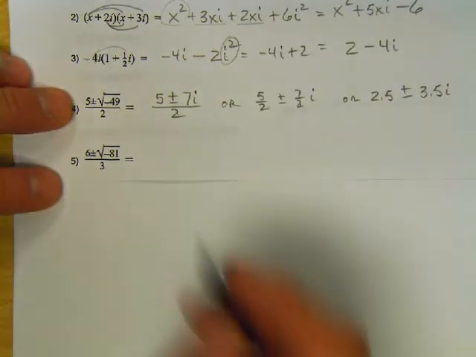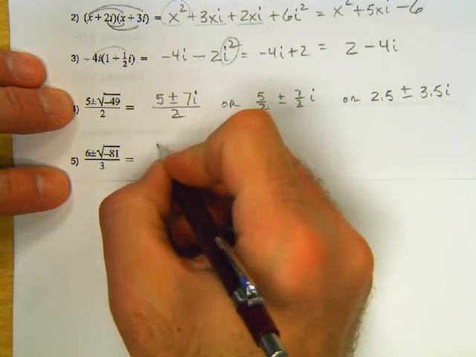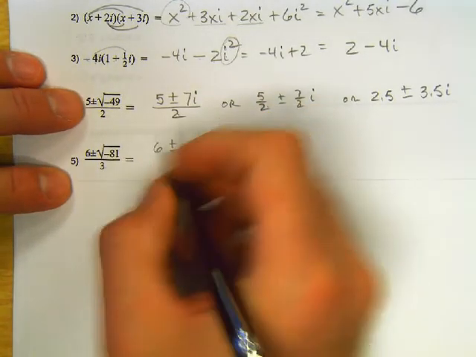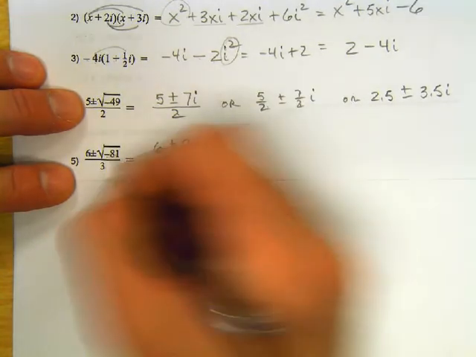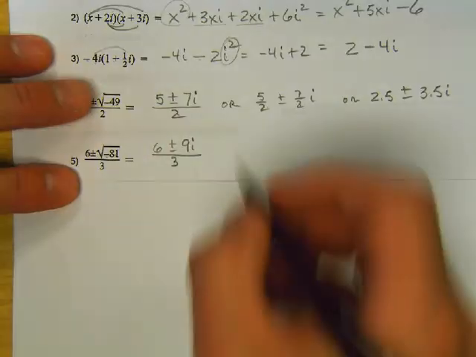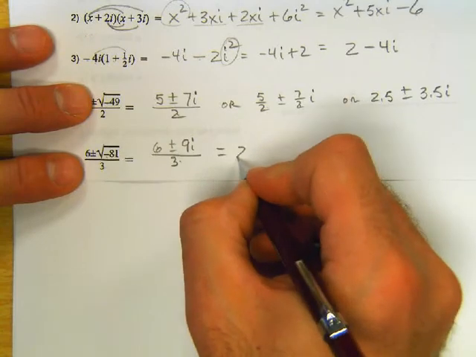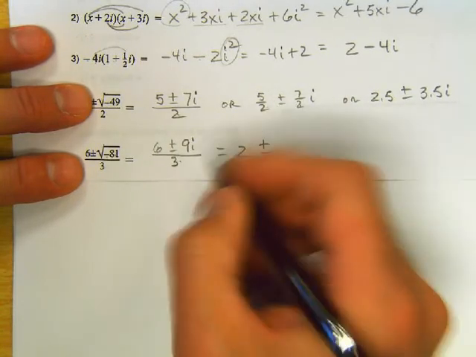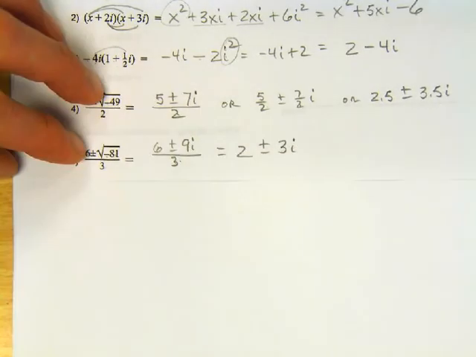Lastly, 6 plus or minus the square root of 81, which is 9. The square root of negative is i, divided by 3. 6 divided by 3 is 2. 9 divided by 3 is 3. So there we go.